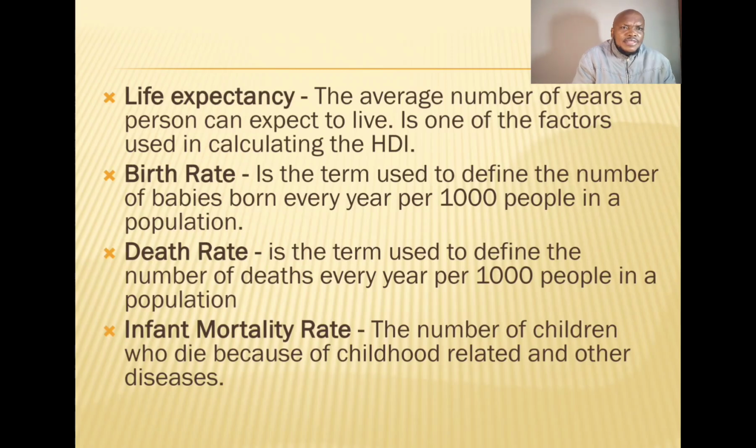Now let's look at the following things that relate to the Human Development Index as well. Life expectancy is the average number of years a person can expect to live. It's one of the factors used to calculate the Human Development Index. For example, in countries that are more economically developed, life expectancy is high. Why? Because people are able to live a healthy lifestyle and have access to proper healthcare facilities and services. That is why their life expectancy is high.